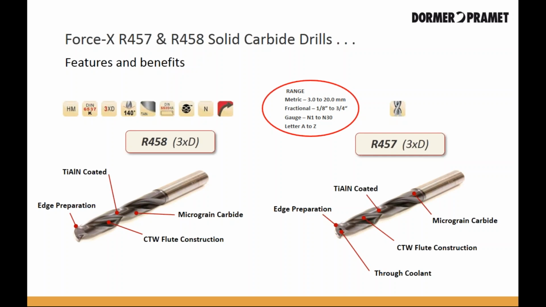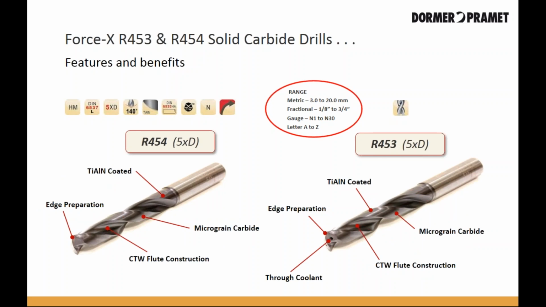Our patented CTW, continuously thin web flute construction, provides a very strong web design, helping to reduce the drilling forces with high feed, and ensures good chip control and improved process security. As an additional feature, the CTW also allows for easy regrinding. Our edge preparation is a consistent edge prep which protects the cutting edges and prevents premature chipping and flaking. This, in combination with the special point geometry and the CTW flute, ensures precise centering and low thrust forces. And through coolant for better chip evacuation and long tool life on the R457 series.